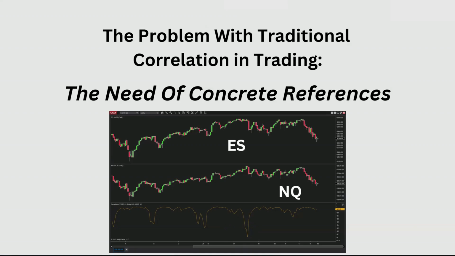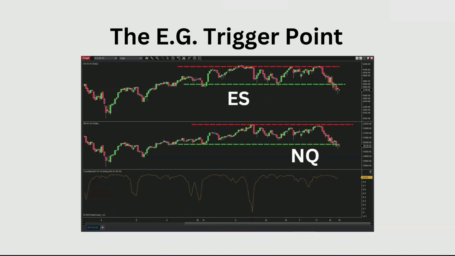That's why there's a need for a concrete reference that adapts to market changes daily. For instance, the EG trigger point, which provides you with fixed key levels daily, and it adapts to market changes. So how can the correlation approach be combined with our trigger points?